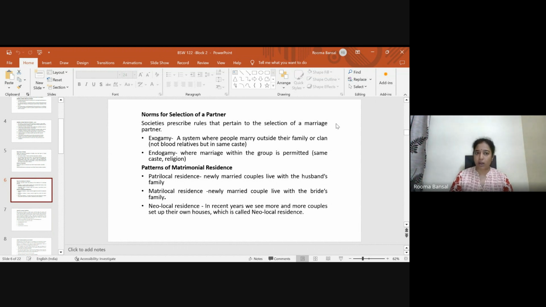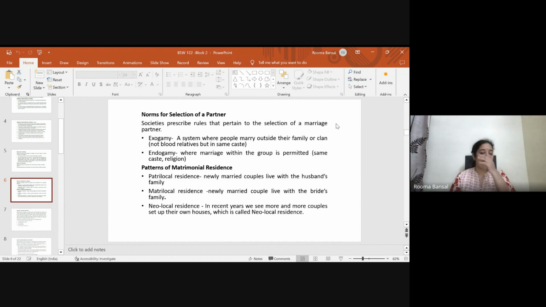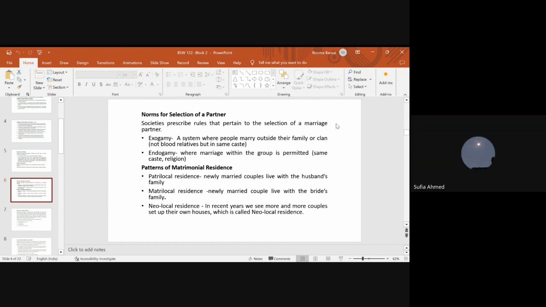Like, ma'am, in Hindi we call it sasural. The word is for both boys and girls. Sasural means in-laws' place. Yes, ma'am. And the mother's place we call Maika.